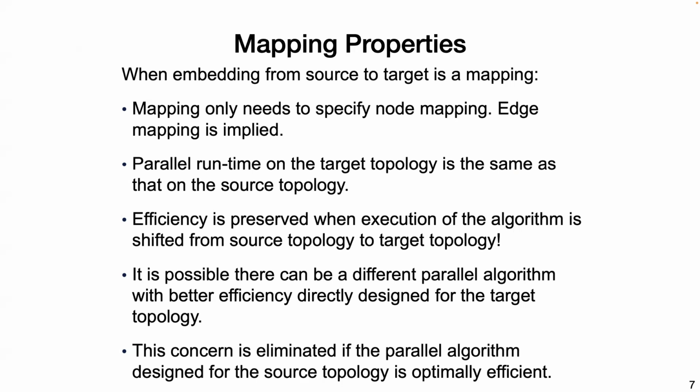And yeah, it's possible that there can be a better algorithm. If you have an algorithm that is good on the source topology, it's possible that if you had directly designed an algorithm for the target, you could reach a better runtime or a better efficiency. This is just to say that you preserve the efficiency when doing the function mapping. But that's not an issue if it's already optimal. If we have lower bounds for some problem and your algorithm achieves the lower bound on the source, it will also achieve the lower bound on the target.